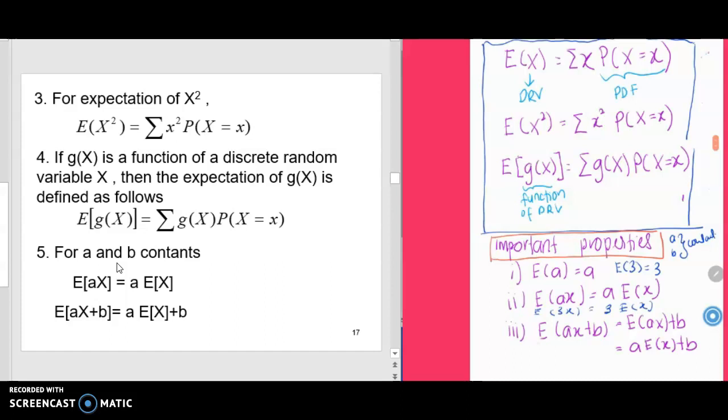Yang ketiga, E(ax plus b). So kita boleh tulis macam ni. Katakan nilai a 3, nilai b 5. So kita boleh tulis sebagai 3E(x) plus 5.